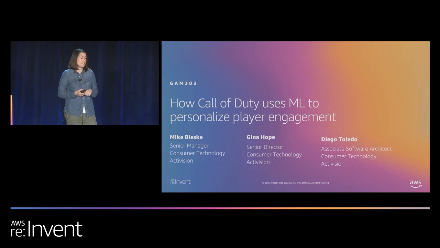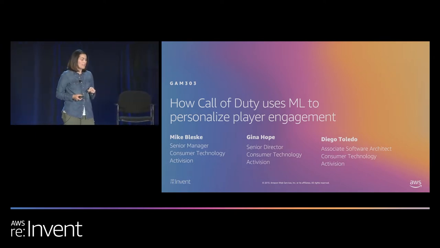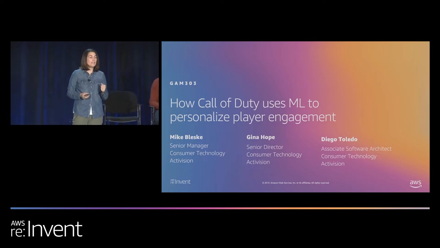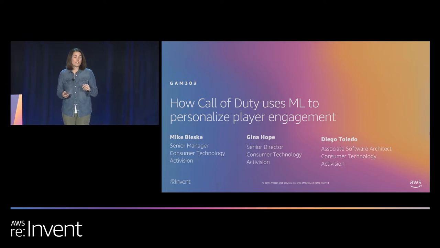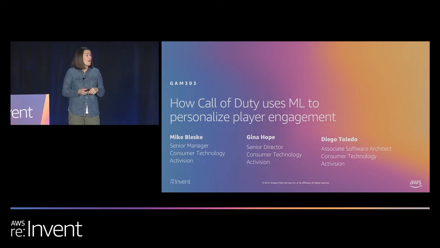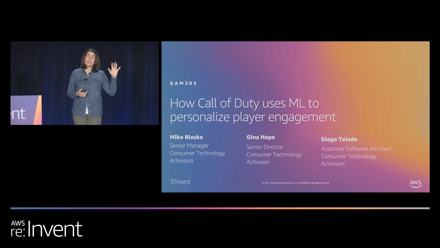That was with personalization. First, we started with rules. We would say, if you play multiplayer, we're going to talk to you about multiplayer. If you play zombies, you like hunting zombies, we're going to talk to you about zombies. And then we moved to machine learning. And today, we're going to talk to you about how you can use machine learning to drive personalization to connect your customers to features in your product.